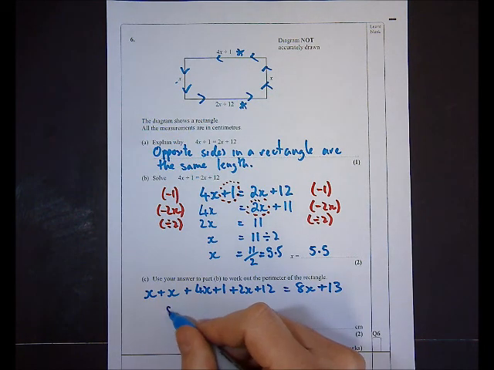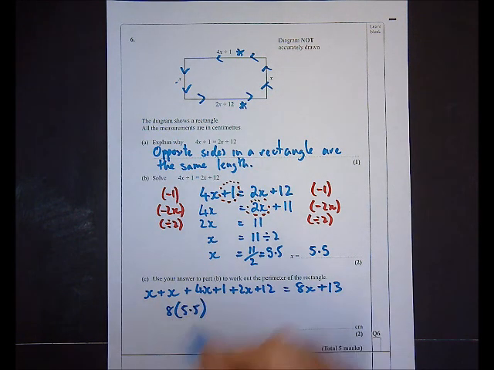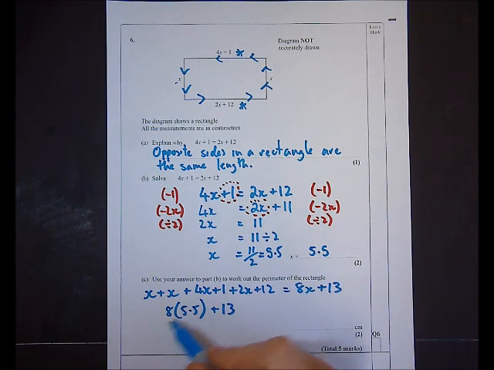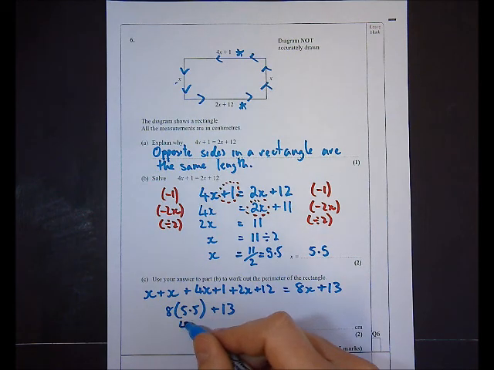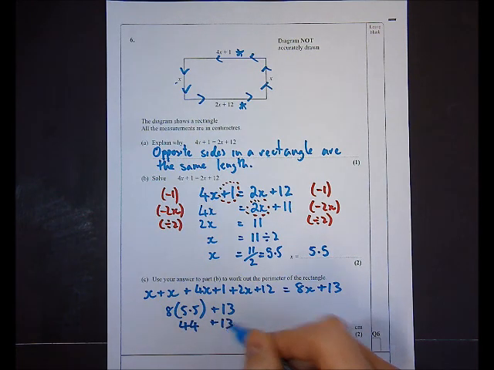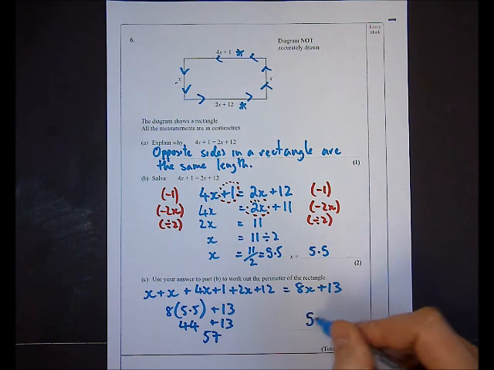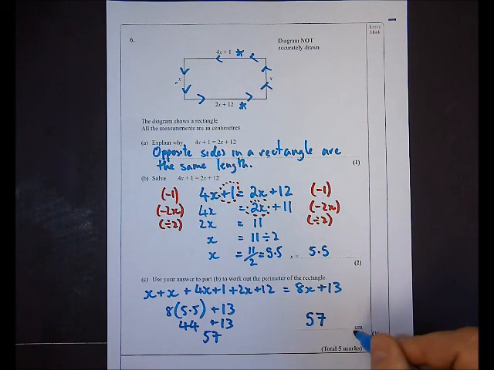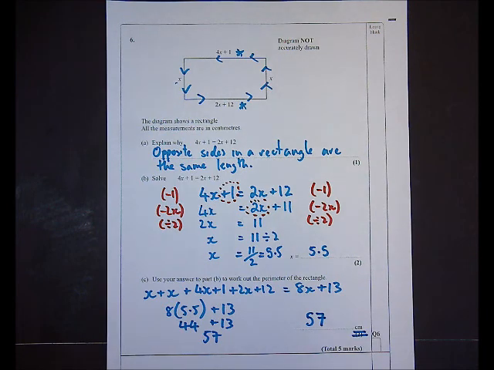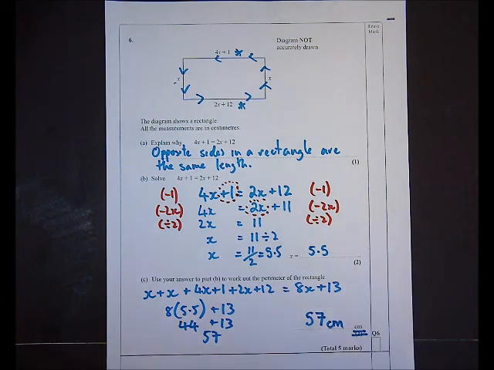So I've got 8 lots of 5.5 plus 13. Now 8 lots of 5.5, well 8 lots of 5 is 40, and 8 lots of a half is 4, so that's going to be 44. And then I've got 13 on, and 44 plus 13 is 57. So the perimeter of my rectangle is 57, and they've already given me the units here of centimetres. It doesn't hurt to add them on anyway.